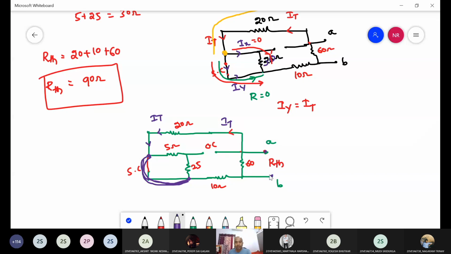Here between the AB points, if some resistor is there between the AB points, but he has not given the resistor. Between AB points. Okay, sir, I got it. Okay? Yeah, sir. Okay.